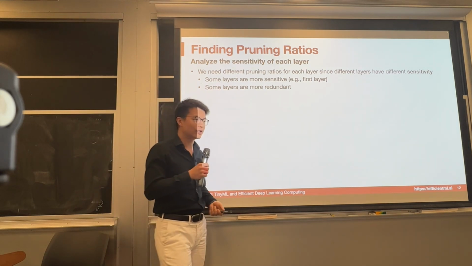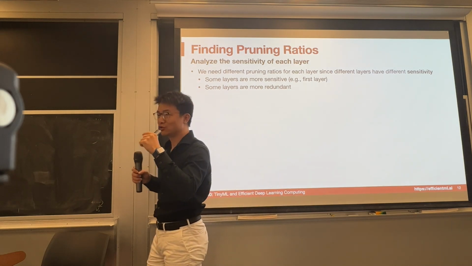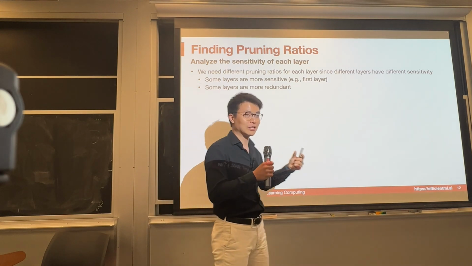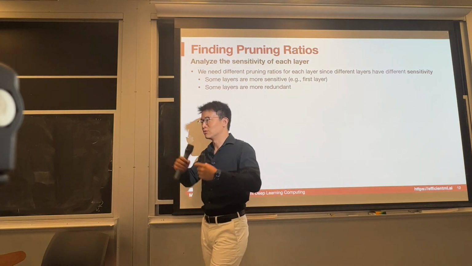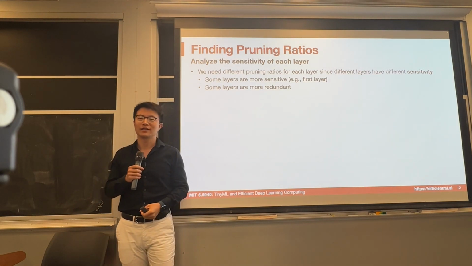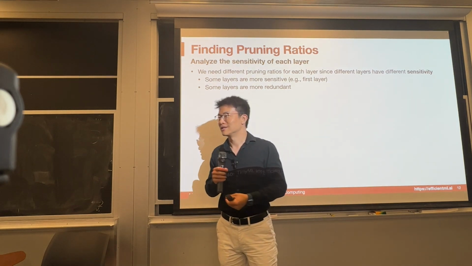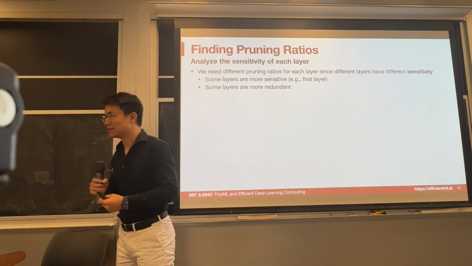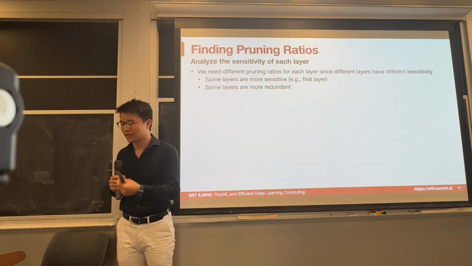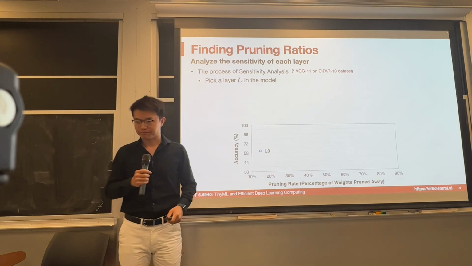For certain layers, if you prune just a little bit, the accuracy drops very drastically. Versus some of the layers, like the fully connected layer, even if you prune a lot, the accuracy still stays the same. Okay? So in that case, which one should we prune? Yes, the fully connected, the bulky, the large layer, which is also relatively less sensitive. Okay? So let's see what sensitivity analysis is.